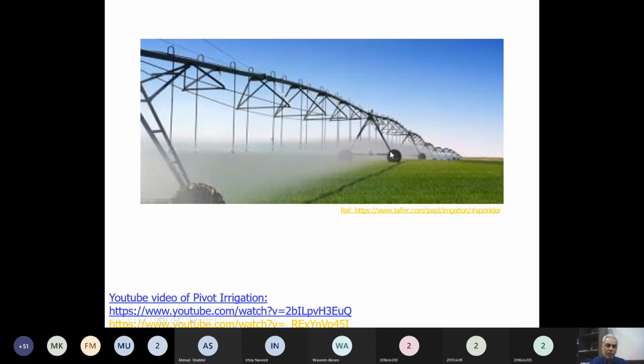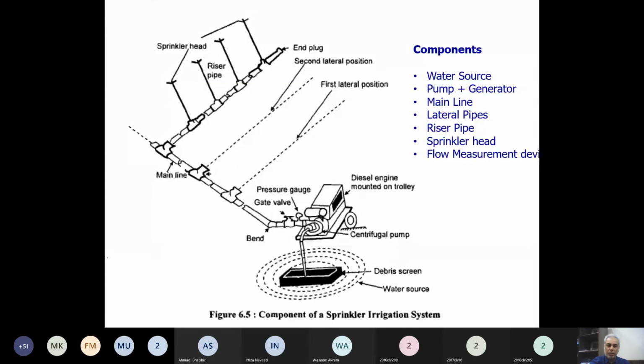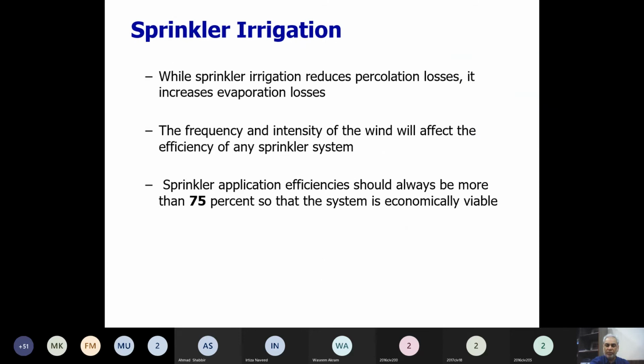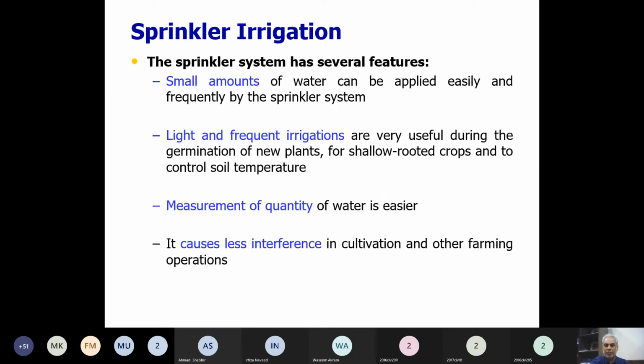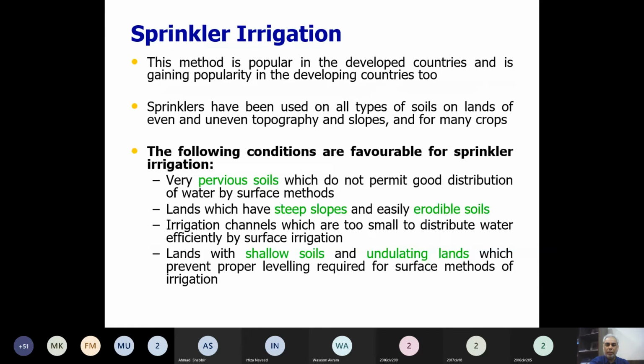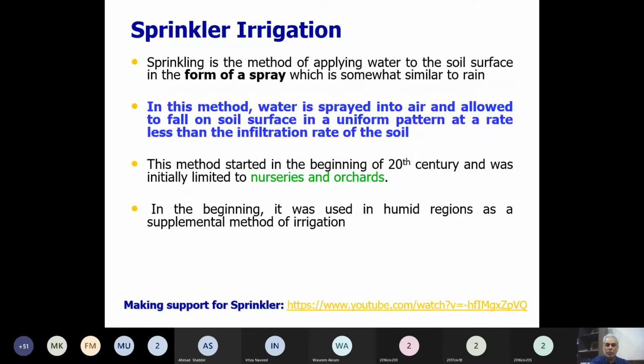So each wheel is individually powered with a motor attached to those wheels. Gear systems are installed. When you see that one hour video, you will see more details over here. For this class, you should know these components of the sprinkler irrigation system. You should know the benefits and the drawbacks of this system, and how it is being applied and under which kind of conditions this system should be preferred.